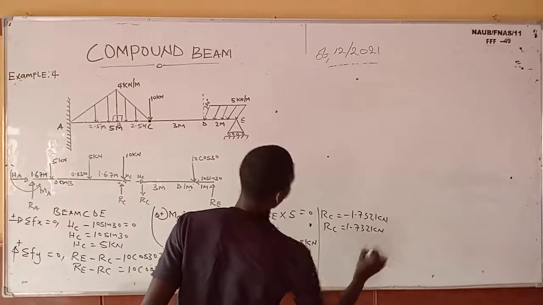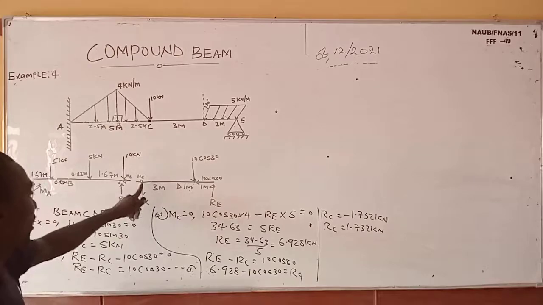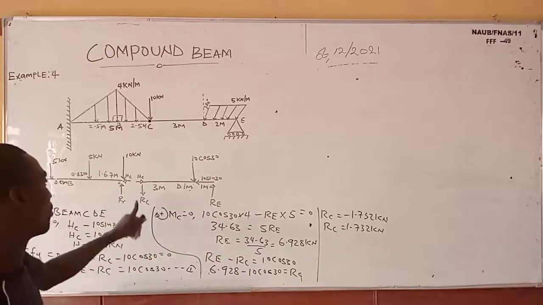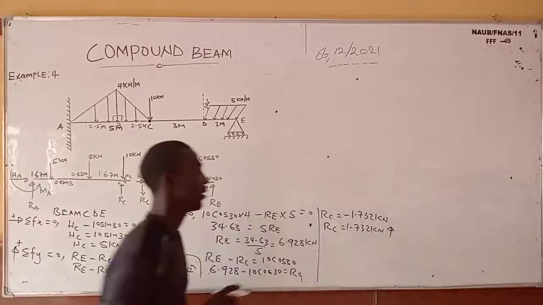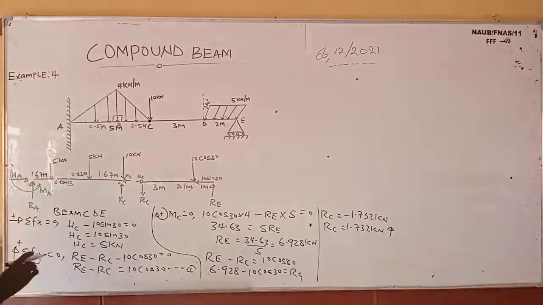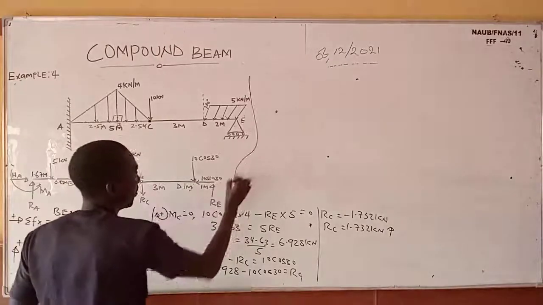So it means that ROC is equal to 1.732 kilonewton. Look at the assumption for ROC for this second beam: downward. The negative is telling you that it should be upward. Very interesting. Do you get that? So now let's consider the second beam.